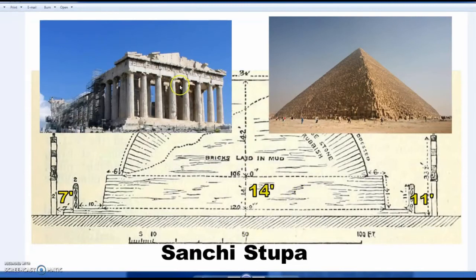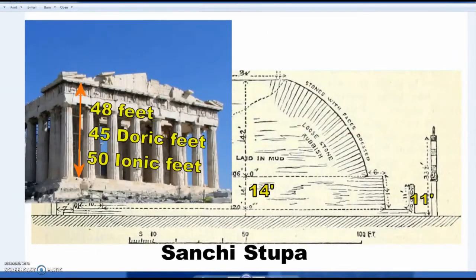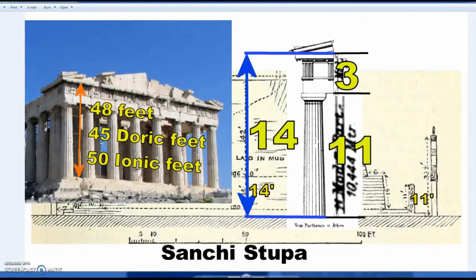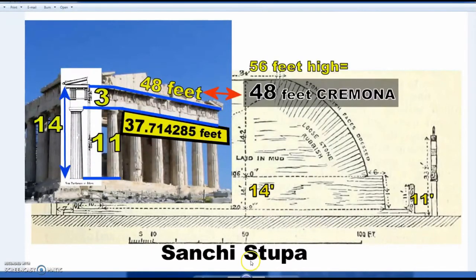So, what we have is, again, and I'll get more into it in future episodes, because even the Great Pyramid measurements will correspond wonderfully to this same system. I already talked about the Salamis stone, the conversion point there from the Parthenon, how it's reflected in Sanchi. 3 to 11. Now, that portion which is 11 high is 37.714285 feet. That's important. We'll come back to that.